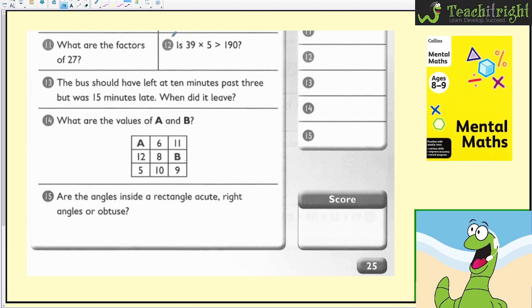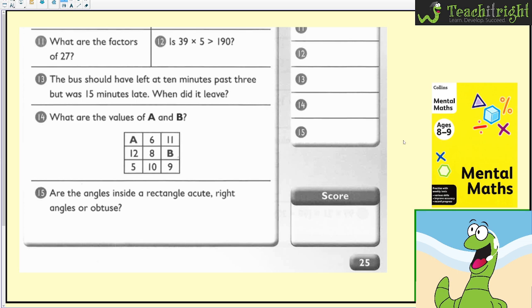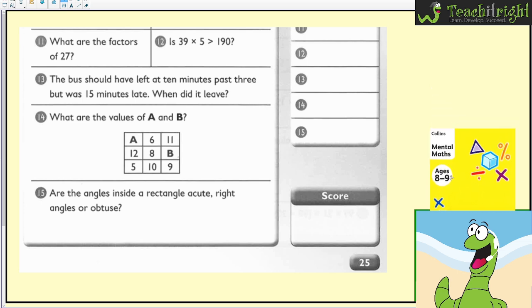What are the factors of 27? Okay, well, we love our factors. I'm going to do a factor bug, so let me just make myself some room up here where I can put it. Let's squeeze that book down here. We know which book we're using. It's the same one as before. So there's my 27.